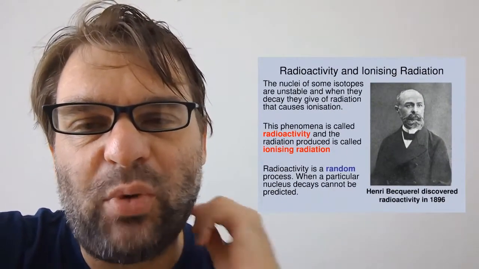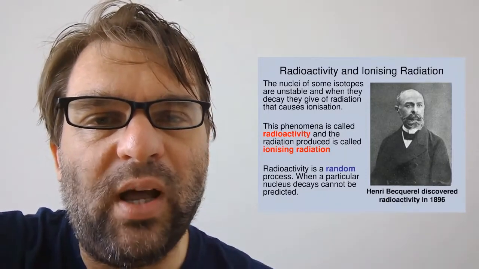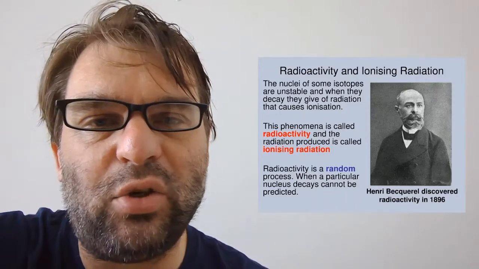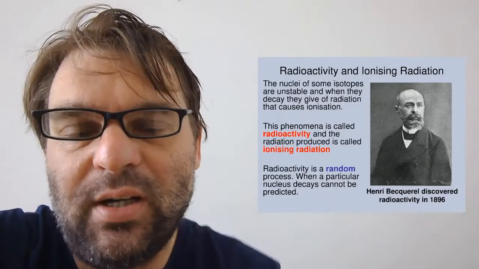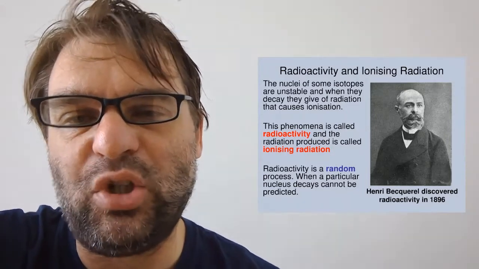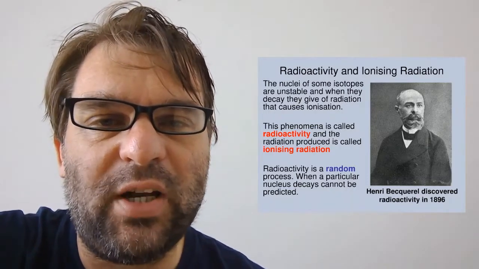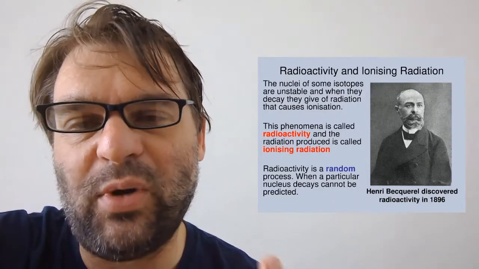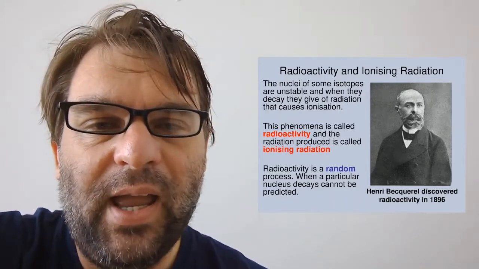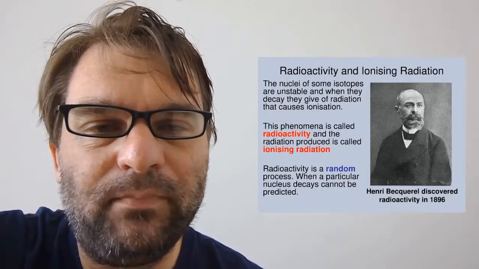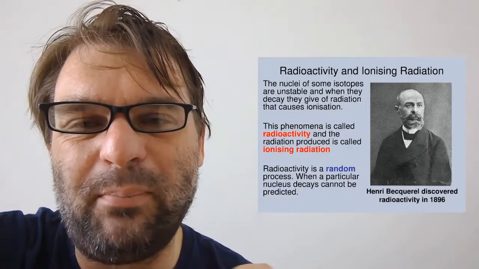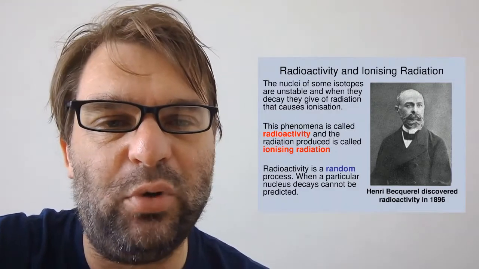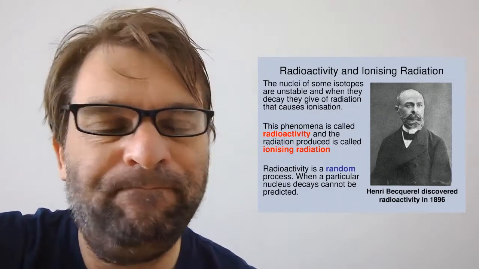So where does this come into radioactivity? Well, the nuclei of some isotopes are unstable, therefore they release radiation, and this radiation can cause ionization of adjacent atoms. This is known as radioactivity, and this radiation is known as ionizing radiation because it ionizes. Radioactivity is random, so you can't predict which atom is going to undergo this nuclear decay or breakdown.